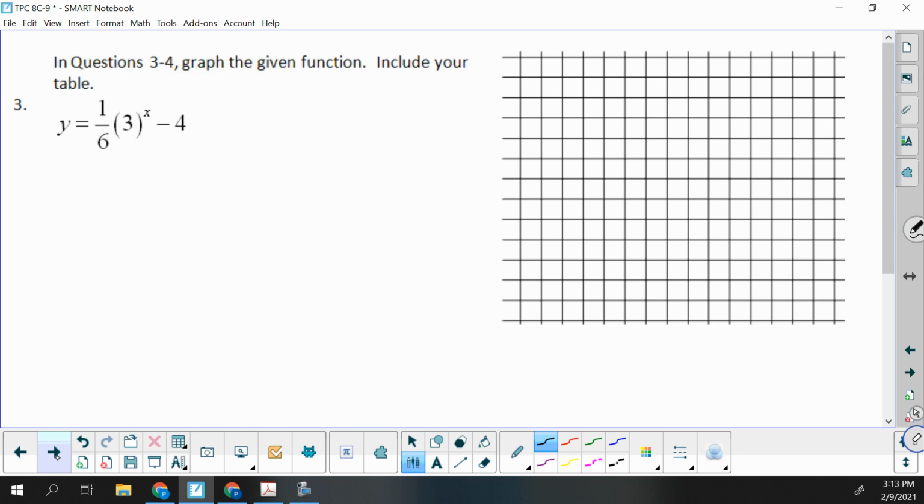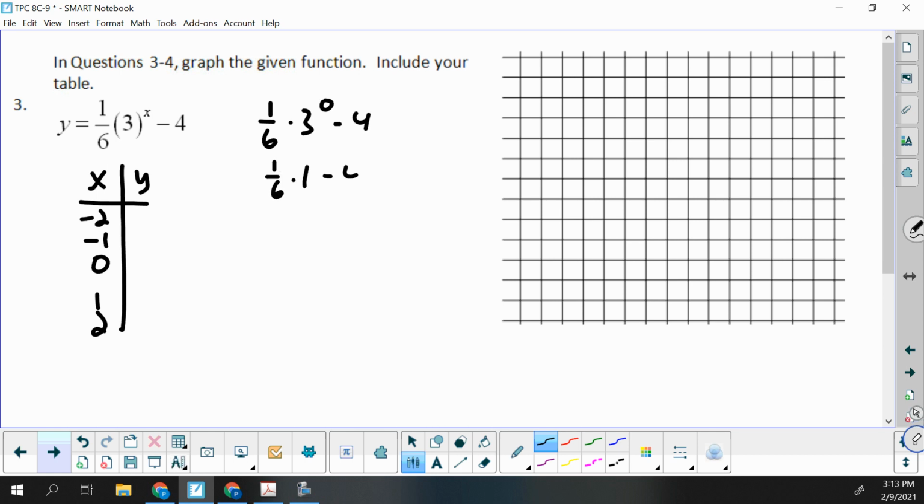No shifts left or right here, so in our table we would want 0 as the middle value. 1 and 2 would come after it, negative 1 and negative 2. When we sub in 0, we'll have 1/6 times 3 to the 0 minus 4. That's 1/6 times 1 minus 4, or in other words, 1/6 minus 4.